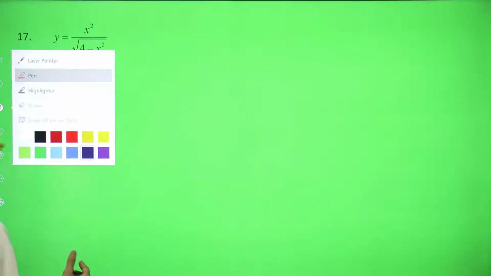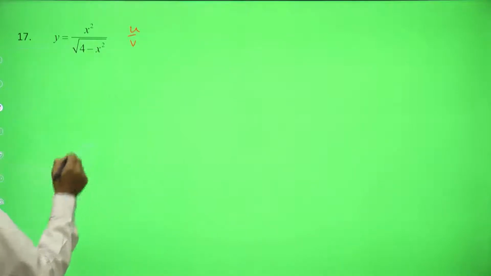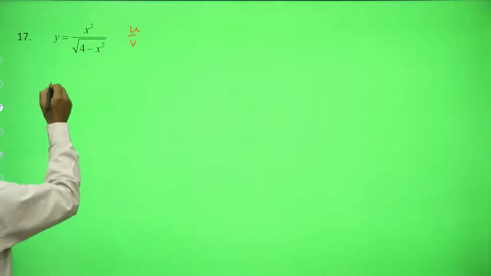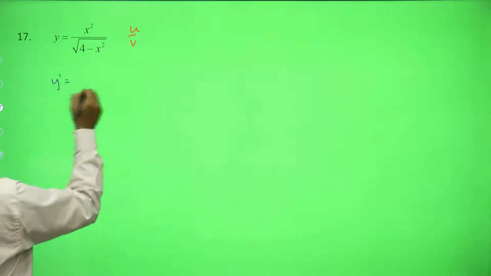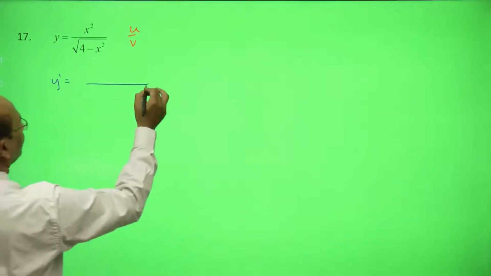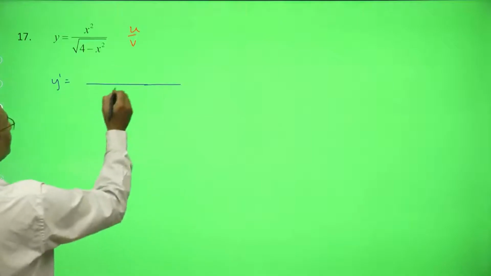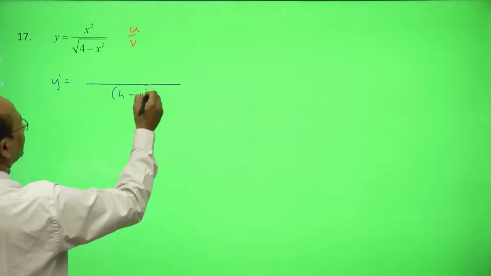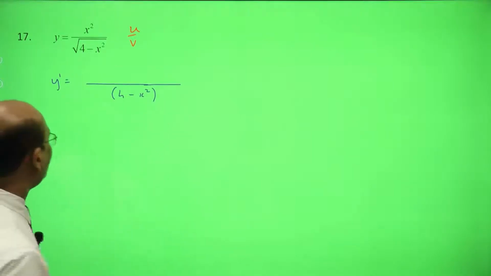So ladies and gentlemen, now here we go for solving further sums. Let us quickly go ahead with it. If you see carefully, it is nothing but the u by v rule, right? So let us apply the u by v rule. y dash will be over v square. Now v square, everybody knows what it is. It is nothing but 4 minus x square. I am directly applying the formula.